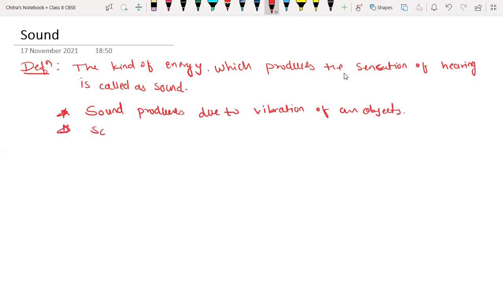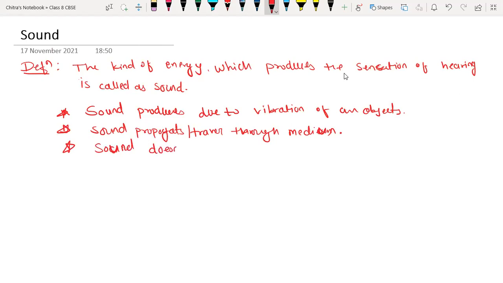Second point, sound propagates. Instead of propagate, we can write travel also. Sound travels through a medium. A medium is the part where particles are present. That means sound cannot travel in vacuum. So I'm writing here, sound does not travel in vacuum.